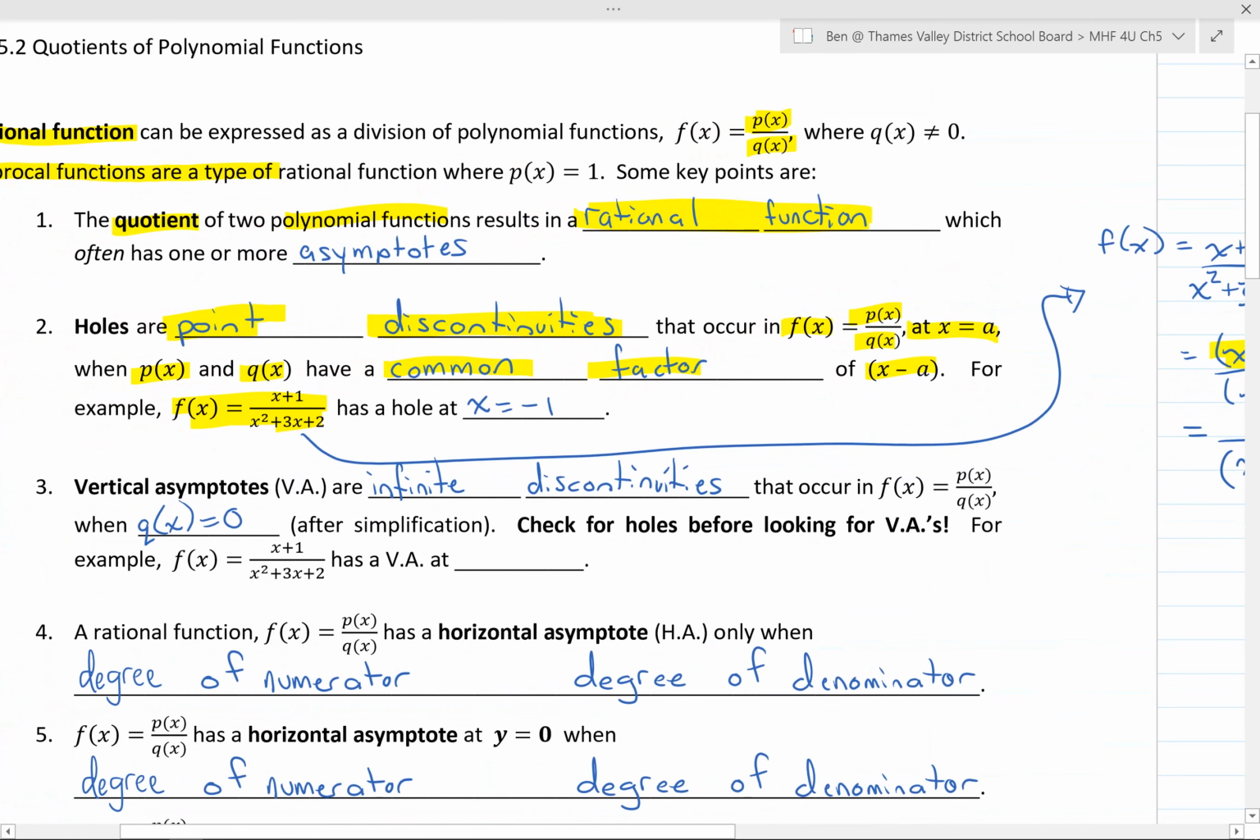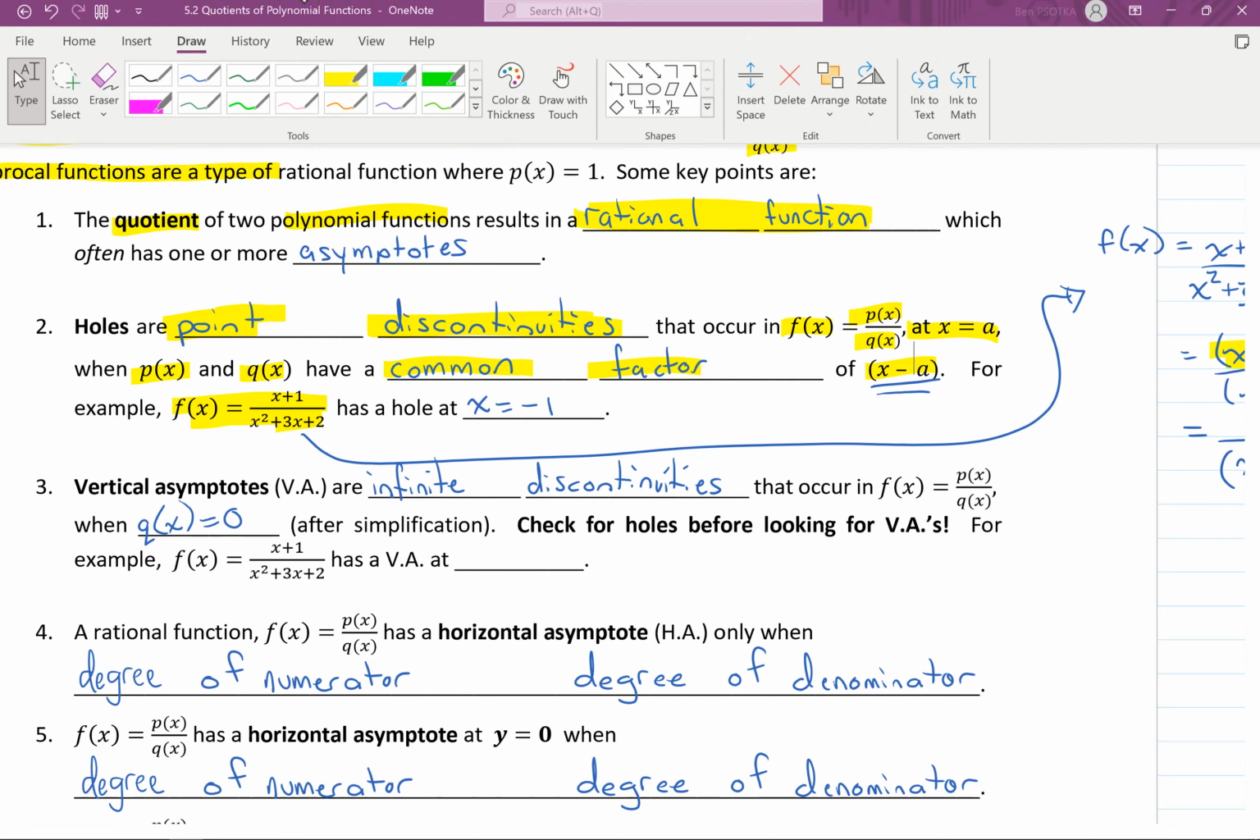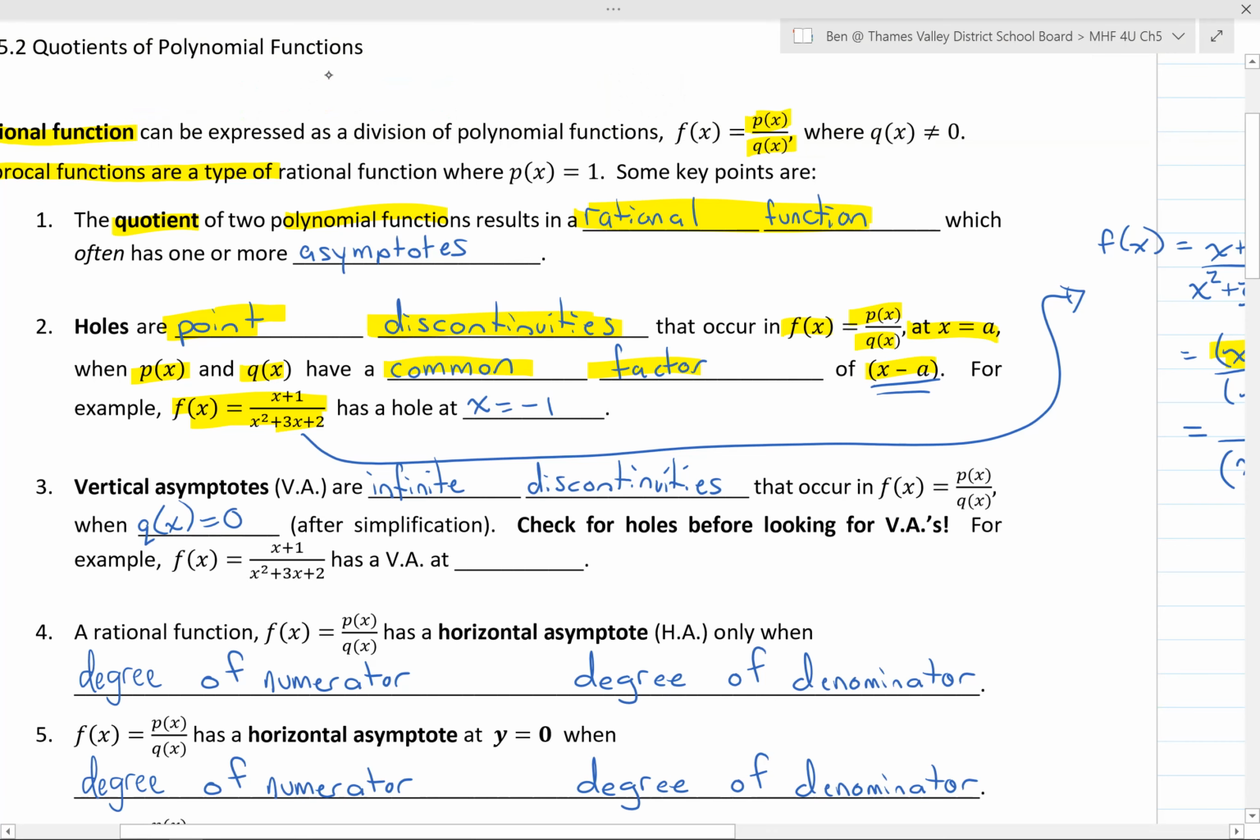All right, so again, a hole happens at the root of a common factor between your numerator, in this case p of x, and your denominator, q of x here. Now, looking a little bit further, a vertical asymptote. We've already looked a little bit at our vertical asymptotes from our studying in section 5.1.